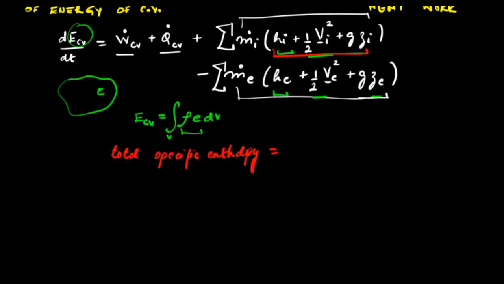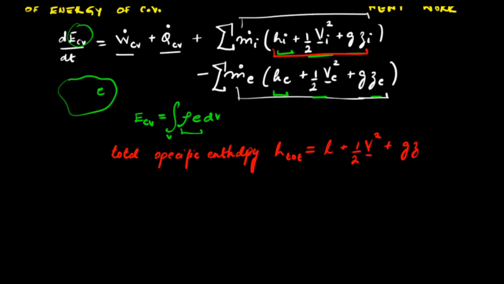So we'll say this total enthalpy, which we will denote by H subscript TOT, is equal to h, the specific enthalpy, plus the kinetic energy per unit mass plus the potential energy per unit mass. So this is the definition of total specific enthalpy.